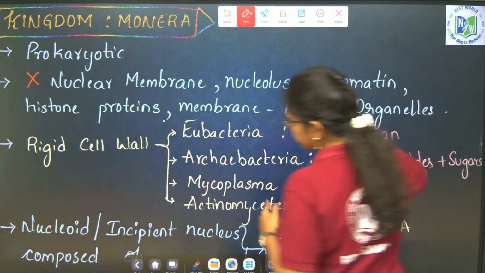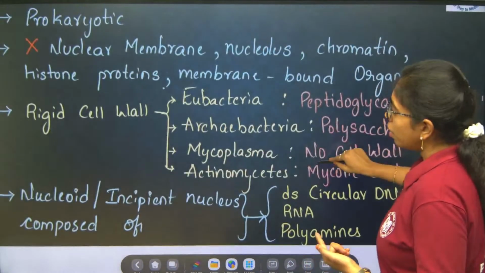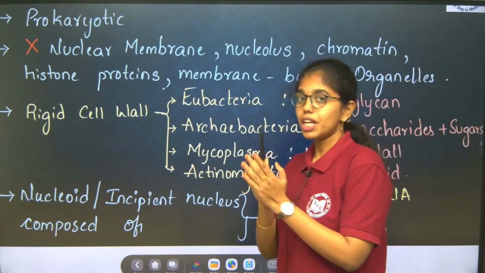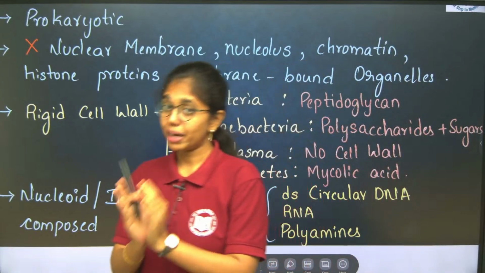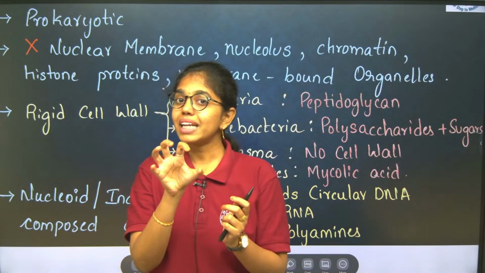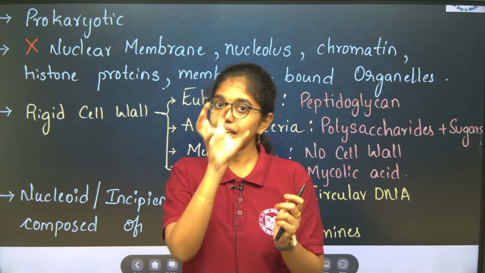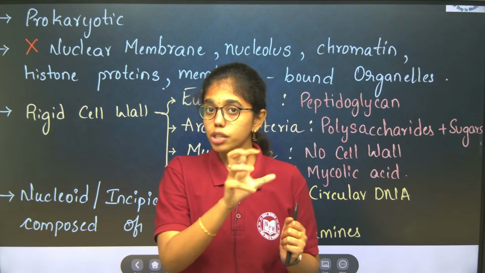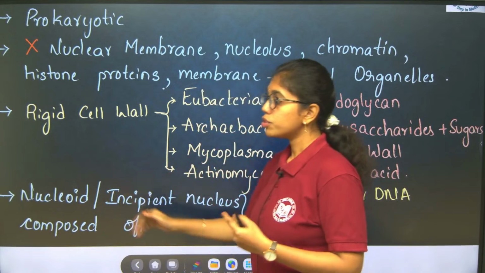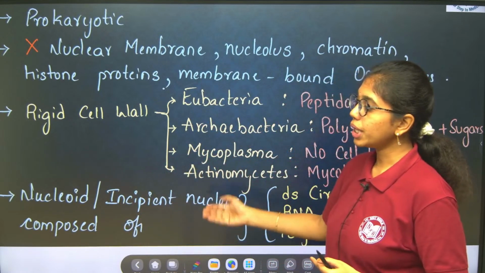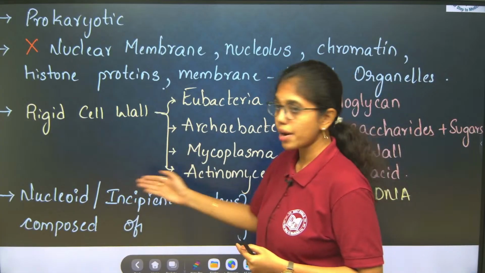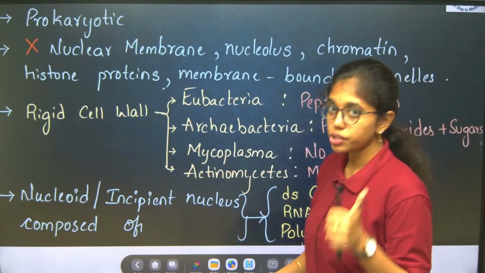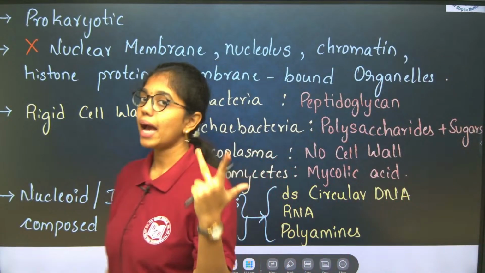Next, look at the nucleoid. Inside the cytoplasm there is no membrane bound nucleus, but the chromatin is not completely dispersed into the cytoplasm; it is present in one area of the cytoplasm called the nucleoid, also called the incipient nucleus, which is composed of double stranded circular DNA, RNA and proteins.